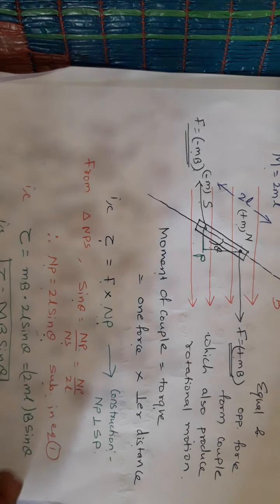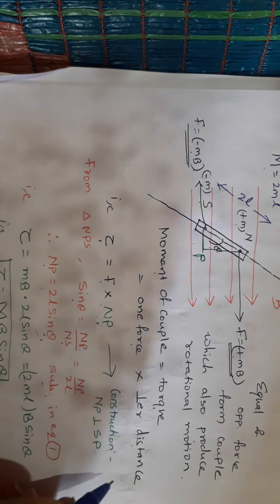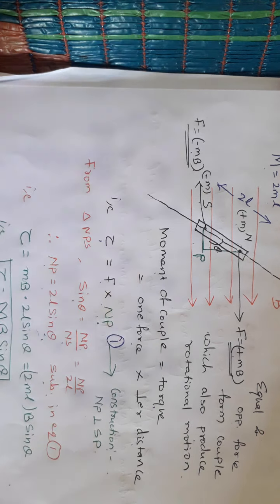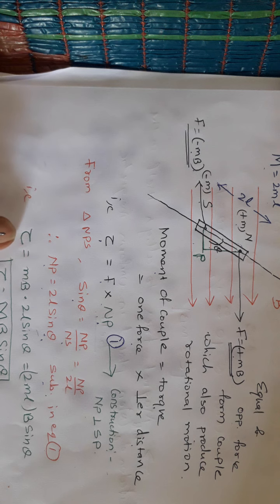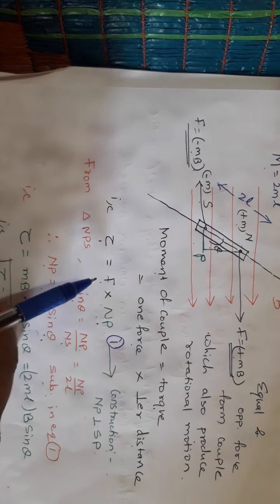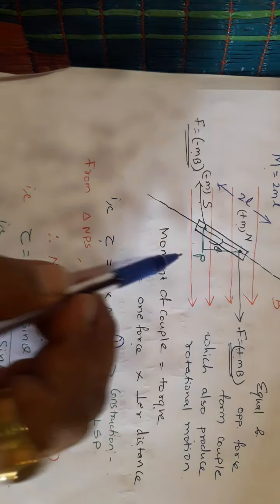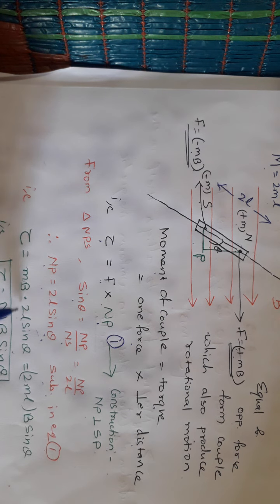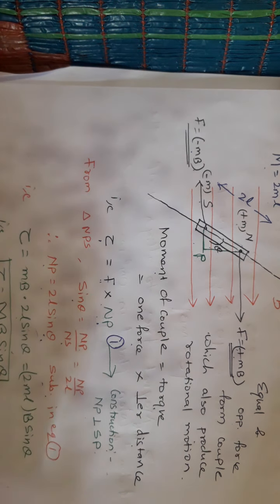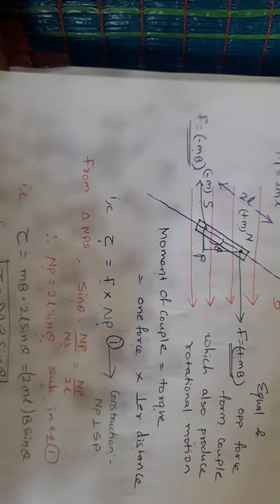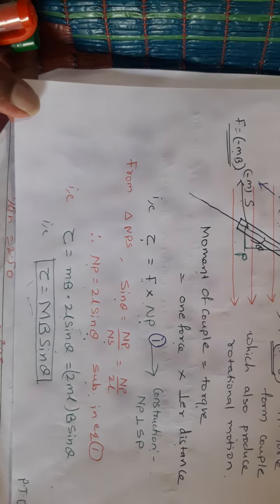We substitute this in equation number 1. So let us call this equation number 1. We have torque equal to force mB into NP, the perpendicular distance. NP is 2l sin theta. So take the term 2ml B sin theta. So torque is equal to MB sin theta. So this is the formula for the torque that we get by our derivation.